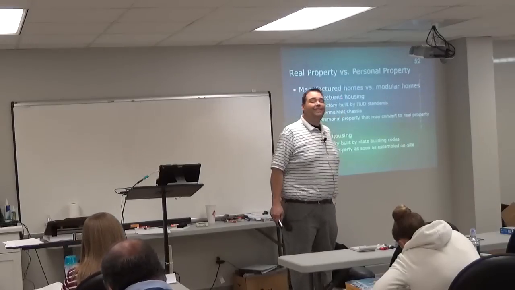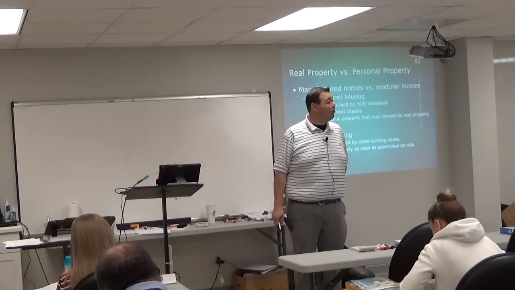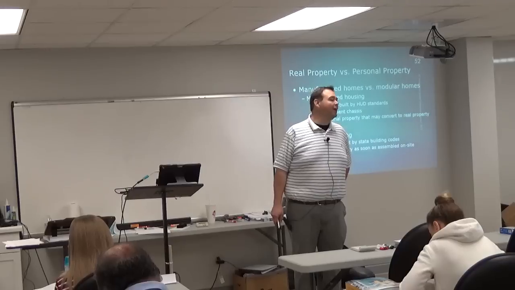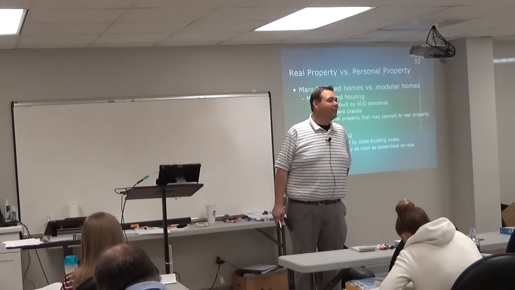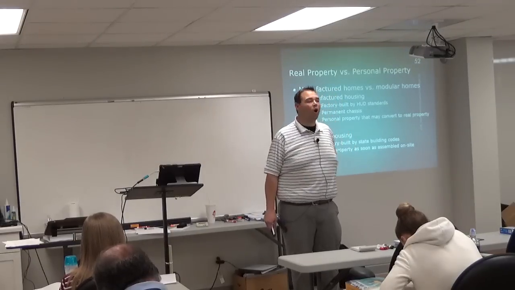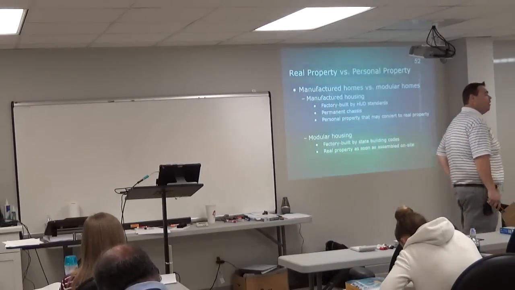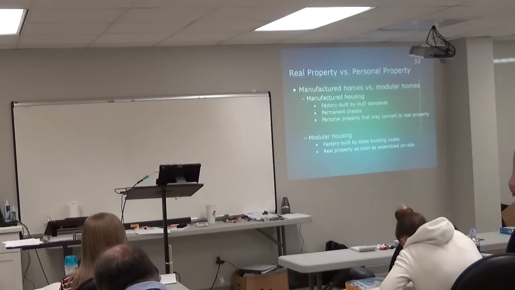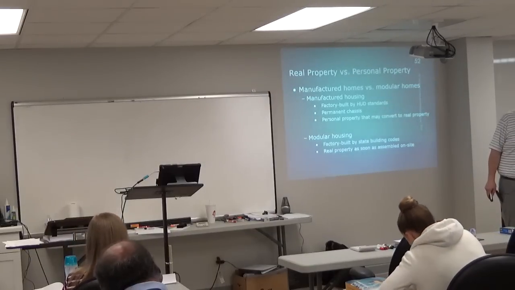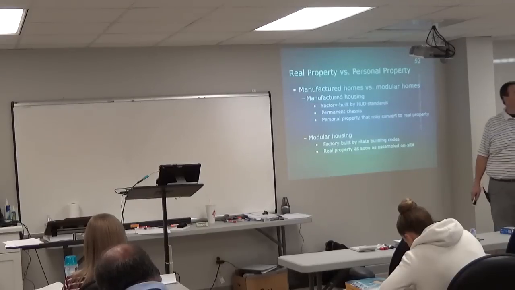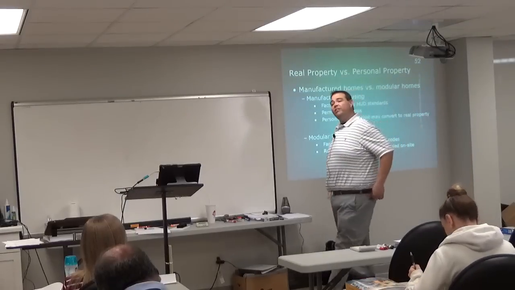Here's why. It's a car. It has a title, like a car. It has a vehicle identification number, like a car. It is registered with the North Carolina Department of Motor Vehicles, like a car. Cars are what? Personal property, and so are manufactured houses. They're on wheels. What do we say the primary characteristic is of personal property? It's movable. These things are personal property.